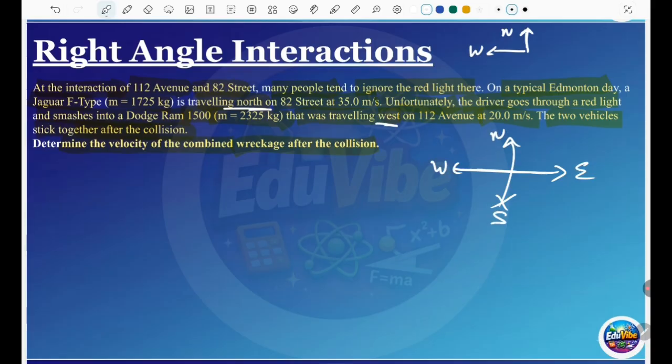East and west are on the x-axis, because we know this is the x-axis, and north and south is the y-axis. In that case, north we take as positive and south as negative, east is positive and west is negative.